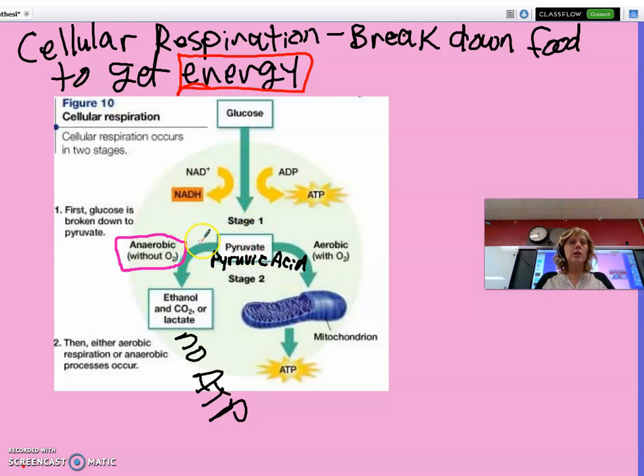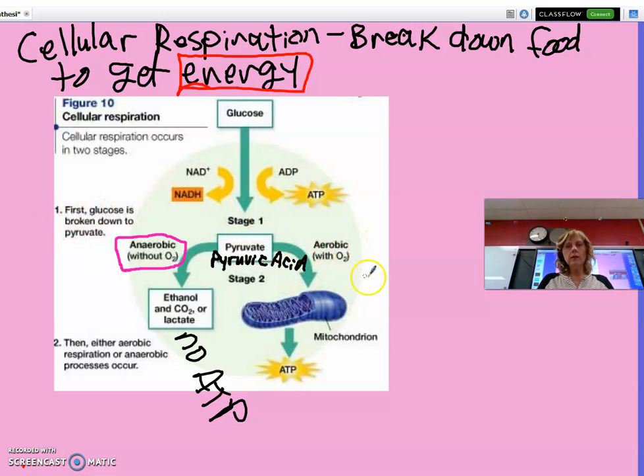If there is no oxygen present, then it's going to go through a process called anaerobic respiration, which is very different than when oxygen is present. So the products that are produced in anaerobic respiration is ethanol, which is an alcohol, and carbon dioxide, or something called lactate. So if you're an athlete, you may have heard of lactic acid. That's what we're talking about here. So we'll revisit this in a little bit.